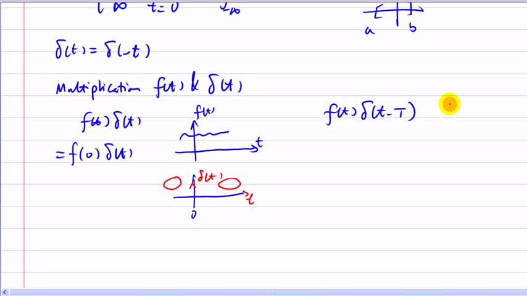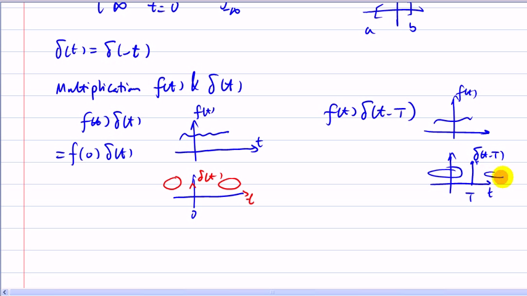For the shifted one, similarly, if you draw it graphically, this is your f of t and your delta t minus capital T is over here. The multiplication of the two functions is 0 everywhere, and you only have a value at t equal to capital T. For f of t, it doesn't matter what the values are at t not equal to capital T. Only f of capital T matters, multiplied by the impulse function. So this is how you can do it.